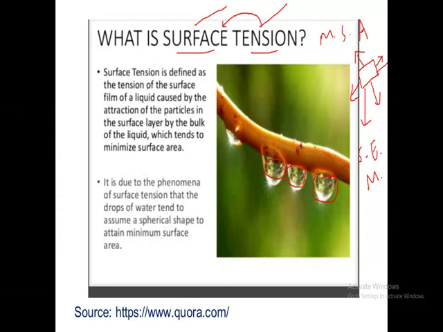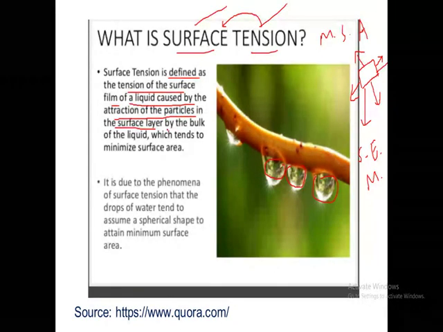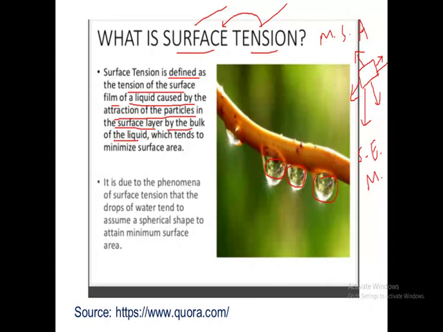So how to define it? We say surface tension is defined as the tension of the surface film of a liquid caused by the attraction of the particles in the surface layer by the bulk of the liquid, which tends to minimize the surface area.